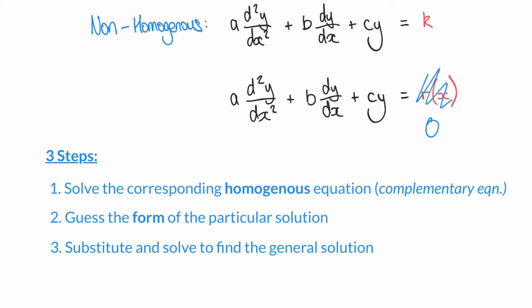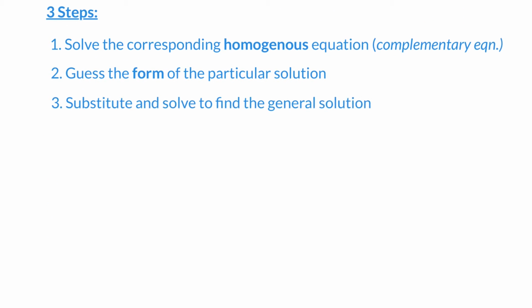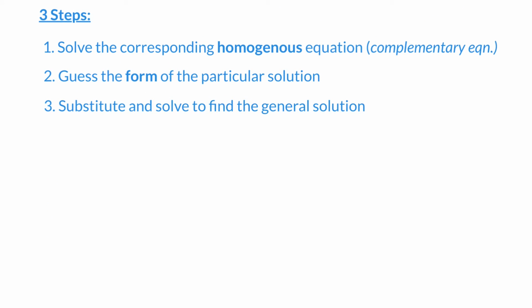And looking at step 2 here, we see that we're going to be required to make a guess of some description at the form that a particular solution will take. The form of that guess is dependent on the form of the right-hand side of the equation. And in this case, we're going to look at a range of different examples where the right-hand side takes a function of x. There's many different forms that the function of x, R(x), could take.